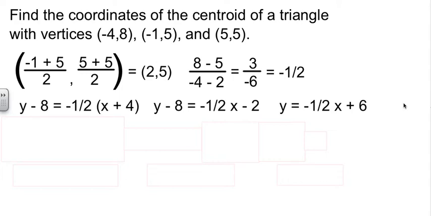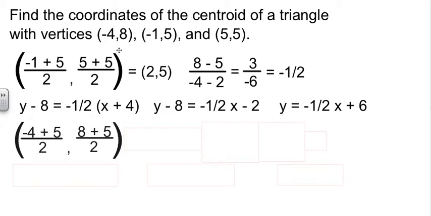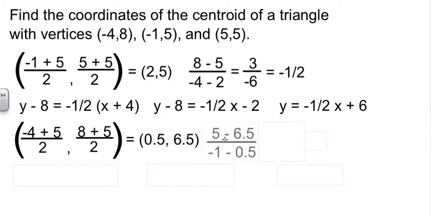Okay. Now I need to pick another side to work from to find the midpoint for. So I'm going to pick the first and third points. No special reason, just because I did. So I do a little midpoint work. Find out that the midpoint is a half, 6.5. Now I need the slope between here and the point I didn't use. So 5 minus 6.5 over -1 minus a half. A little arithmetic tells me the slope is 1.